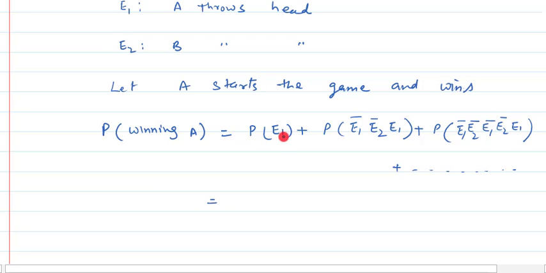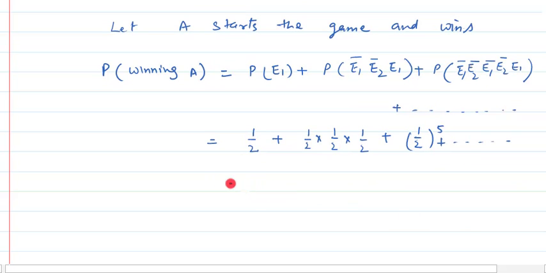Now probability of throwing head by A is 1 upon 2, plus again the probability of not throwing head, or we can say throwing tail by A, is again 1 upon 2, which is again not throwing head, or you can say throwing tail by B is 1 upon 2, and similarly P(E1) is 1 upon 2. Plus now again 1 upon 2 into 1 upon 2, we will multiply 1 upon 2 five times, so we can write it as 1 upon 2 power 5, plus up to so on. Now this can be written as 1 upon 2 plus 1 upon 2 power 3 plus 1 upon 2 power 5 plus up to so on.